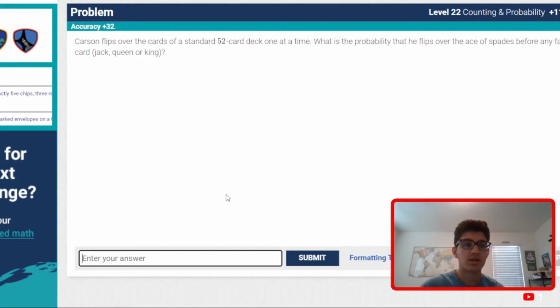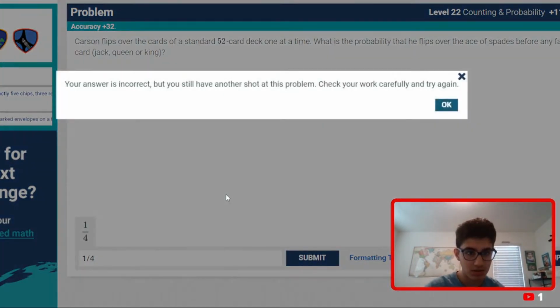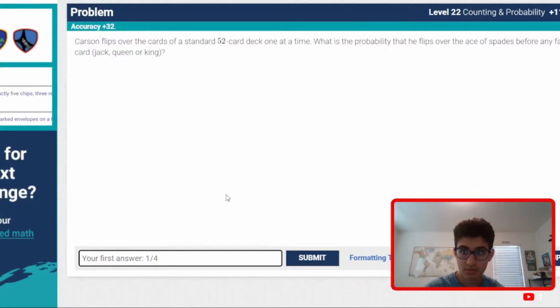Okay, fine. Carson flips over the cards of a standard 52 card deck one at a time. What is the probability that he flips over the ace of spades before any face card? You could either flip the jack, queen, king, or ace first, right? So there should be a 1/4. Oh, ace of spades before any face card. So what's the ace of spades? It would be 1/4 divided by 4, maybe 1/16 then. Because there's a 1/4 that you.